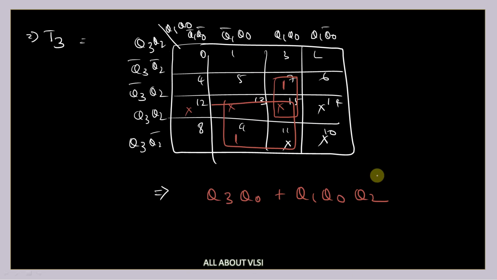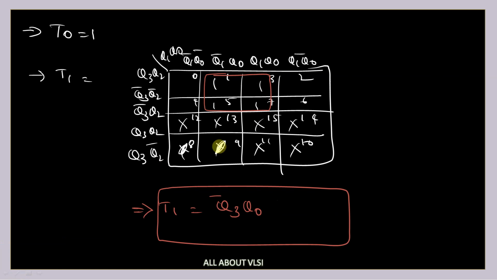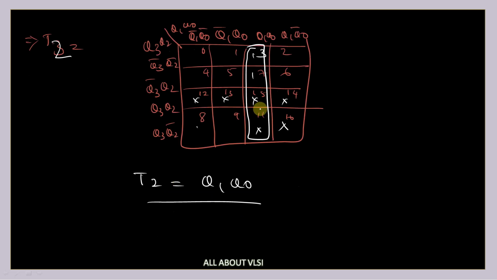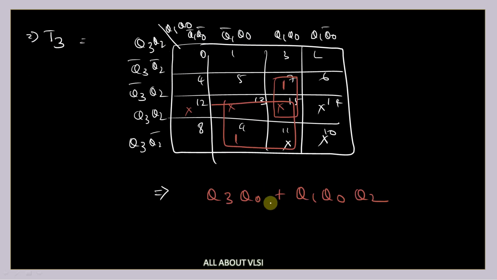These are the equations which I am getting. And here there is no need to form this quad because it will become redundant. T1 is just simply Q3 bar Q0, T2 is Q1 Q0, and T3 is nothing but Q3 Q0 plus Q1 Q0 Q2. Now using these equations, let us draw the circuit.